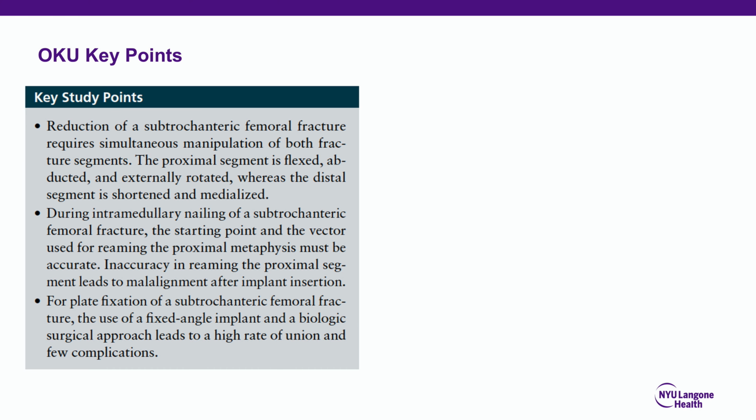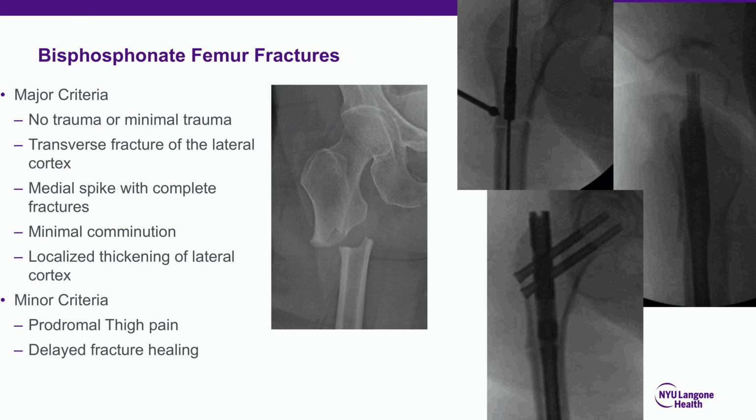Here are the OKU points for subtroch femur fractures. For the purpose of this test, it is important to know the major and minor criteria for bisphosphonate femur fractures. Furthermore, do not forget to obtain contralateral femur imaging and ask for prodromal symptoms on the contralateral extremity, as there can be impending fractures there.